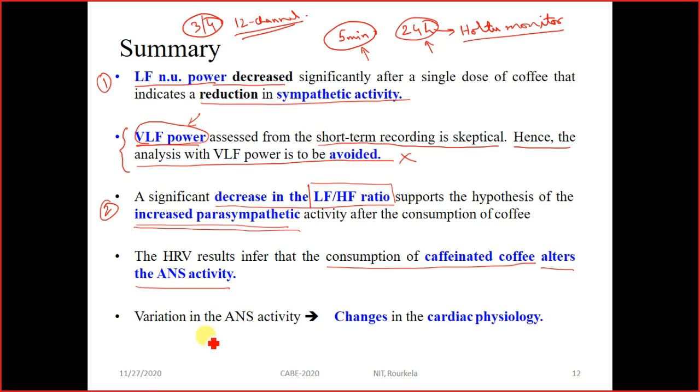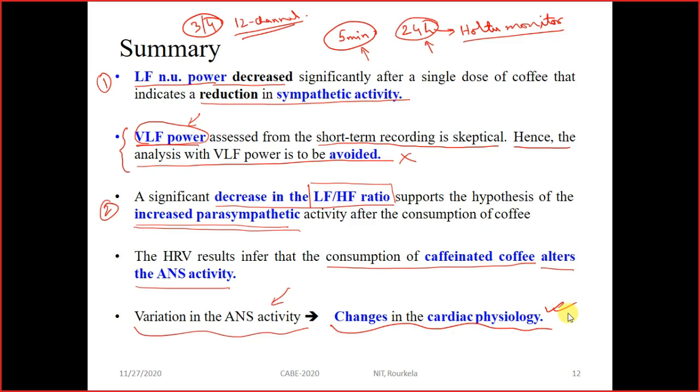Next, our hypothesis was variation in the ANS activity. So why this variation in the ANS activity? We have seen that there is a variation in the ANS activity. Now, our hypothesis is that the autonomic nervous system is innervated on the heart muscles and it is controlling the cardiac electrophysiology. So there is a high probability that the variation in the ANS activity would also lead to changes in the cardiac physiology.